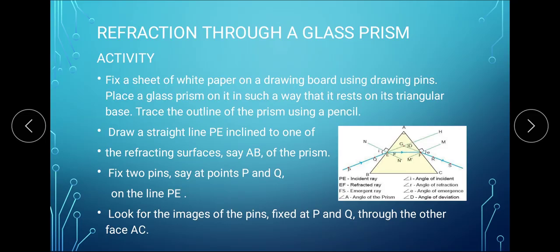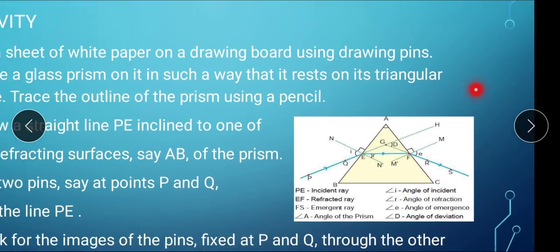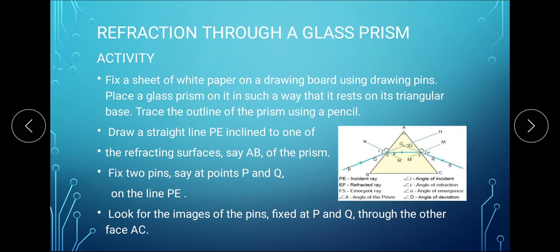I am going to draw a line joining R and S. Let this line RS meet the refracting surface AC at point F. Also join EF. Now you can see that we have three lines PE, EF and FS.